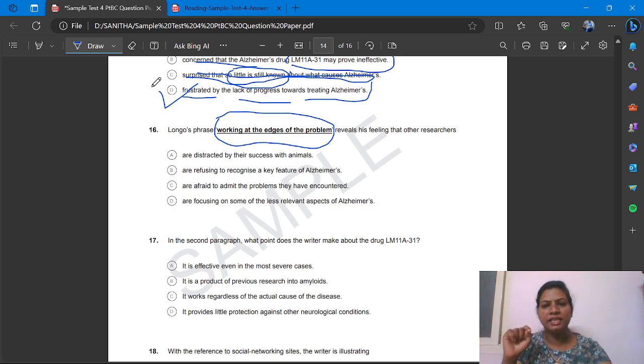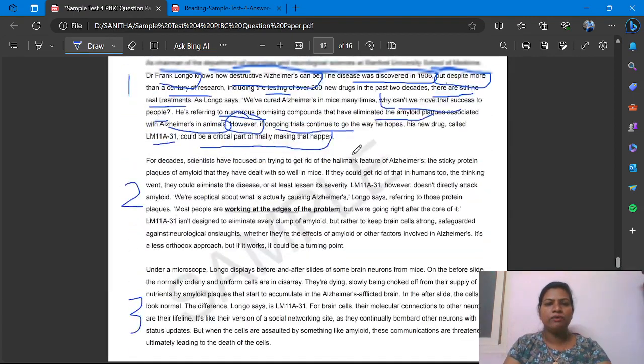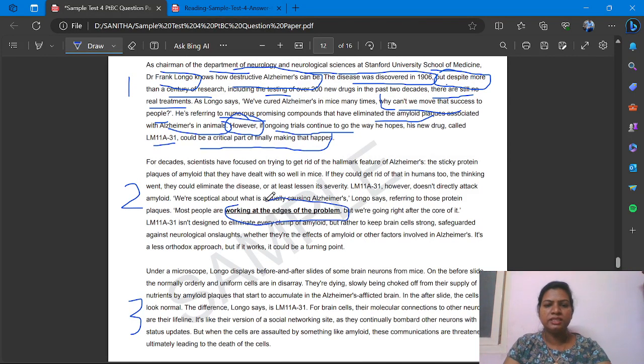Working at the edges of the problem reveals his feeling that other researchers. That is the question. So come to the paragraph. We got here working at the edges. This is in the second paragraph. For decades, scientists have focused on trying to get rid of the hallmark features of Alzheimer's. What is that? Sticky protein plaques of amyloid that they dealt with so well in mice. If they could get rid of that in humans too, the thinking went, they could eliminate the disease, or at least lessen its severity.